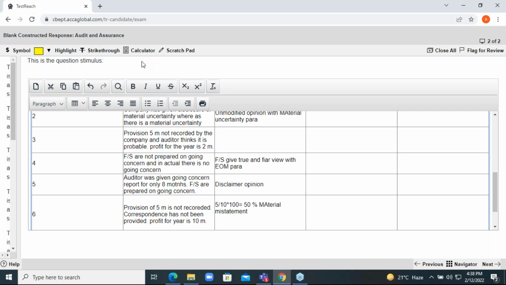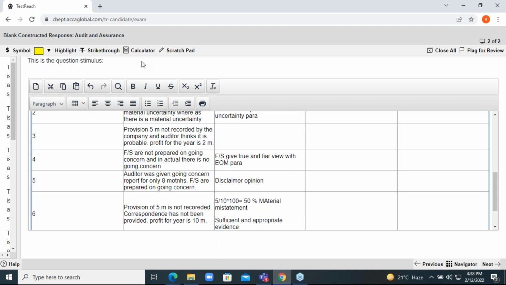Correspondence has not been provided. This means, yes, sufficient and appropriate evidence has not been obtained. Yes, sufficient and appropriate evidence has not been obtained.